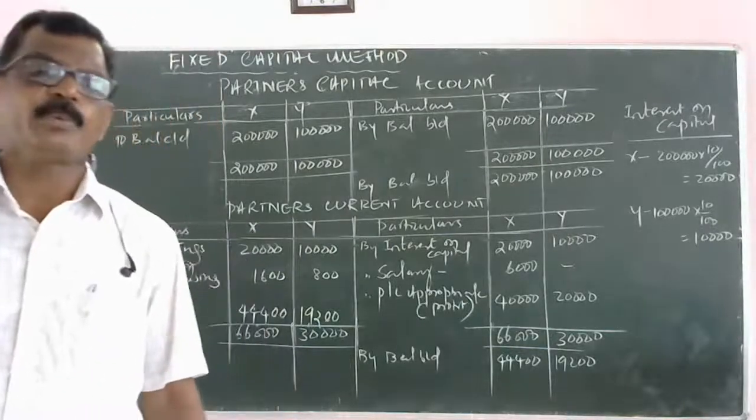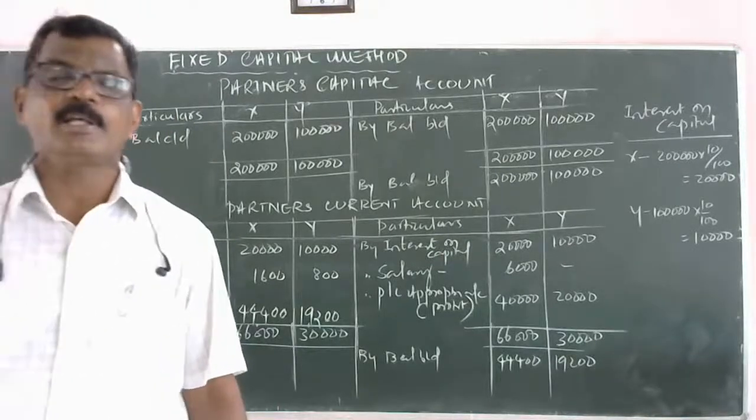But this capital account you have to prepare in all the other chapters: admission, retirement and death of a partner.